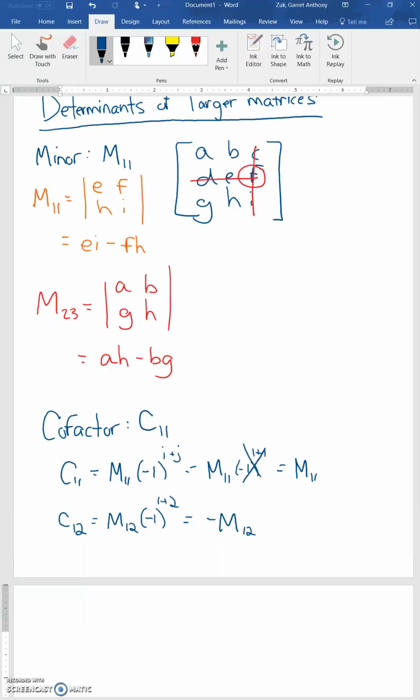So now that we have this idea of minors and cofactors, in video 4, we're going to pull it all together for how we find the determinant of this 3 by 3 matrix. So hang tight, video 4.